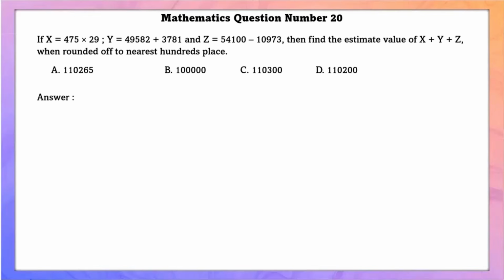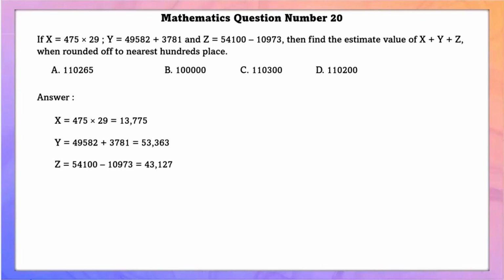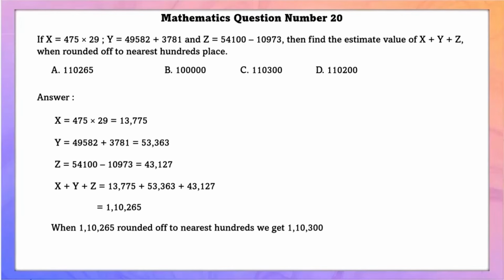Mathematics question number 20. X value, Y value and Z value are given and we have to find the estimate value of X plus Y plus Z when rounded off to nearest hundreds place. If we solve X, we will get 13,775. Y we will get 53,363 and Z we will get 43,127. Therefore, X plus Y plus Z is equal to 1,10,265 and when rounded off to nearest hundreds, we get 1,10,300.